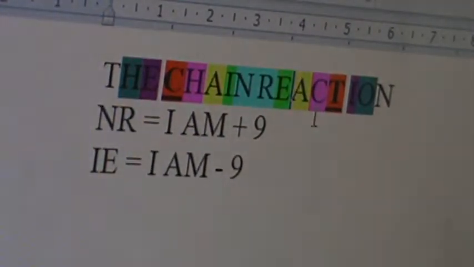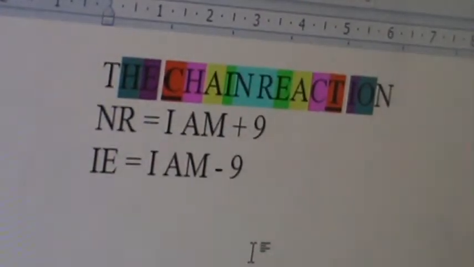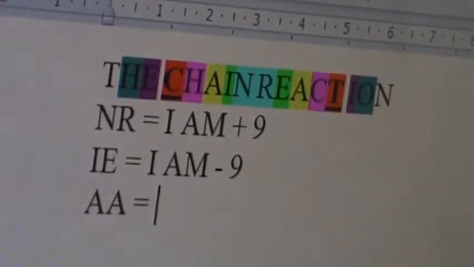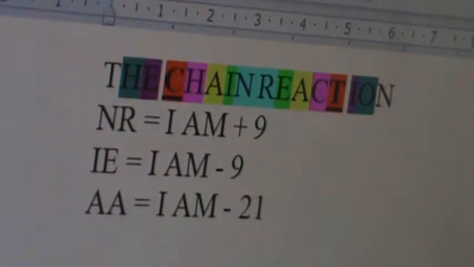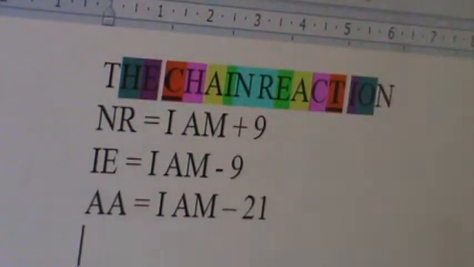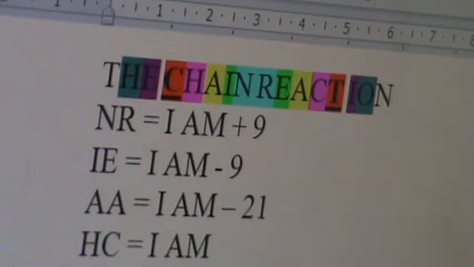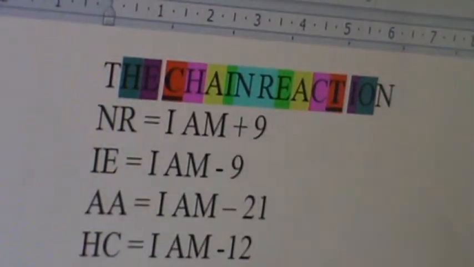And then let's just keep going for the glory of the I am. Like, the more I ams we can write, the better. So this is so cool to me. Very rare that you have two A's match up. AA equals I am minus 21. See how they're all offsets of multiples of 3 to glorify the triune nature of the I am, Father, Son, and Holy Ghost. And then HC equals 11 is I am minus 21, or minus 12.